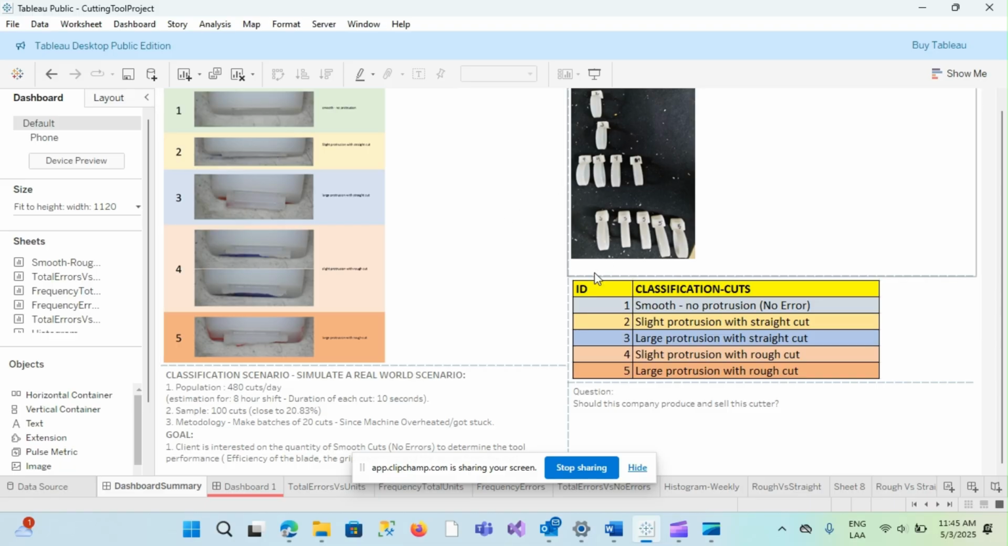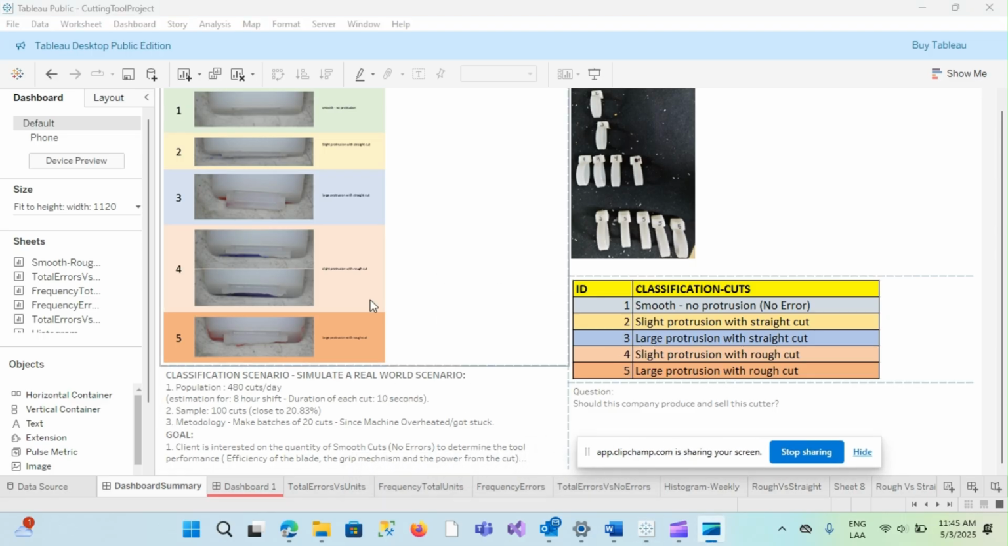So we have categories here from 1 to 5. The whole idea of the scenario was to establish the type of cuts that the machine was doing. The customer wanted to roll out this perfect cut, right? But the reality, while testing, we noticed that the machine wasn't doing perfect cuts.